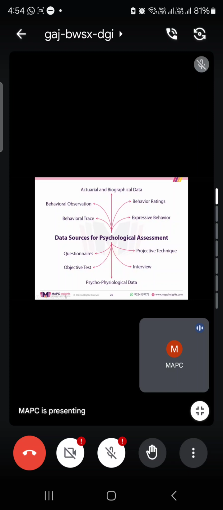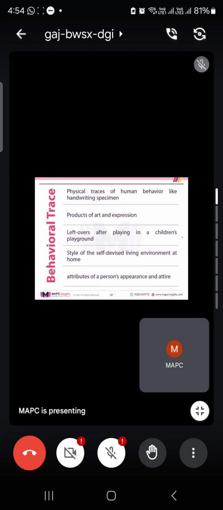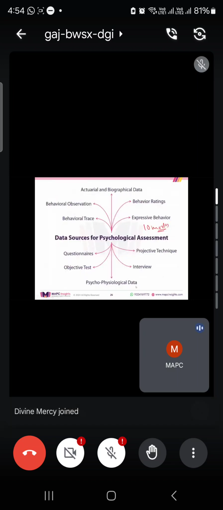This question they normally ask for 10 marks. One of the most important questions from your exam point of view. Now we'll try to see all these things in detail, one by one.